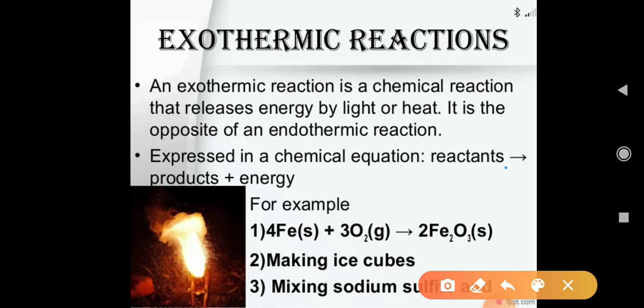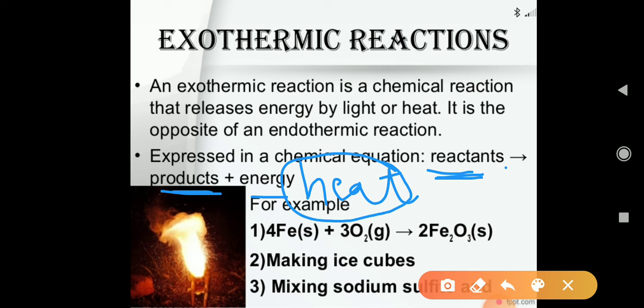Expressed as a chemical equation, we can write: reactant gives products plus energy. That energy is mainly in the form of heat energy. So this is the general indication of an exothermic reaction, that is, reactant gives product plus heat energy, where the heat is towards the product side. So this is an exothermic reaction.